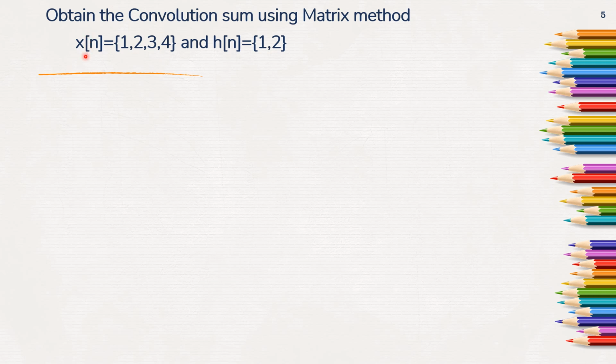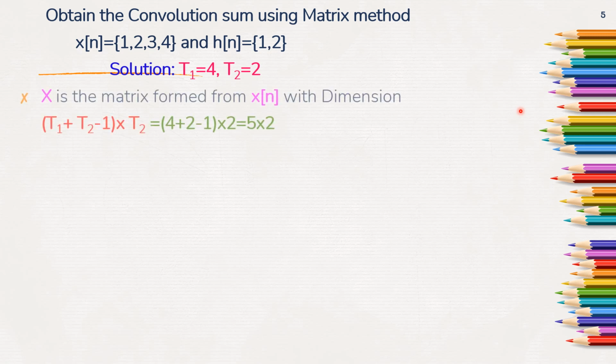x of n is equal to 1, 2, 3, 4. h of n is equal to 1, 2. What is the first step? Let t1 be the length of x of n. The length of x of n is 4 and t2 is the length of h of n, which is equal to 2. Now let us find out the dimension of X matrix and H matrix. X matrix is formed from x of n with the dimension of t1 plus t2 minus 1 cross t2. So which is 4 plus 2 minus 1 into 2, which is equal to 5 cross 2.